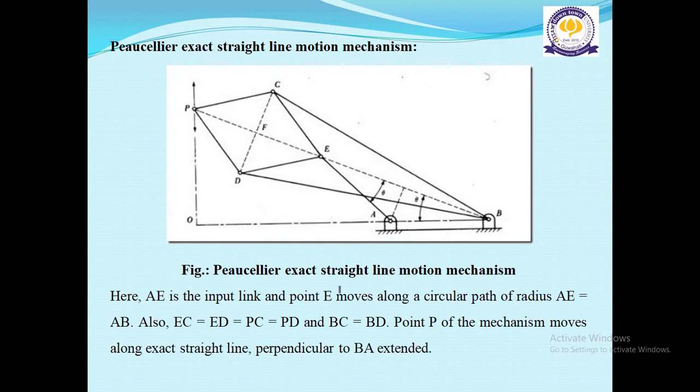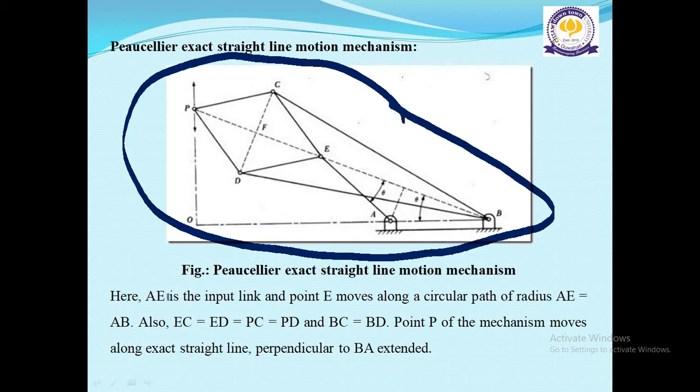Next, we go to the peculiar exact straight line motion mechanism. Here you can see the figure of this mechanism. Here AE is the input link, and point E moves along a circular path of radius AE. AE is equal to AB.